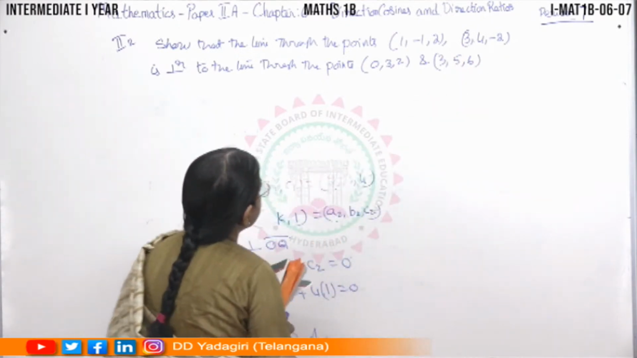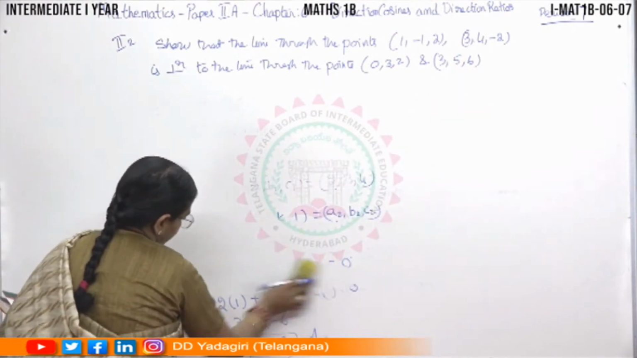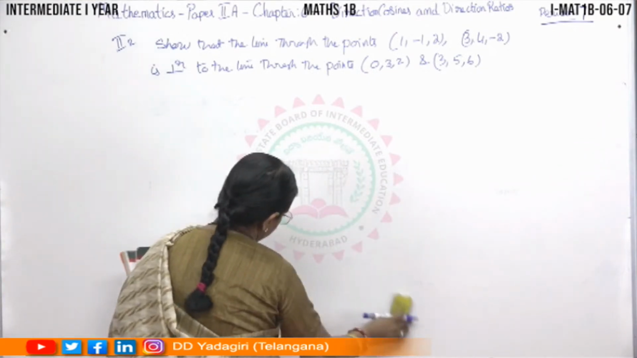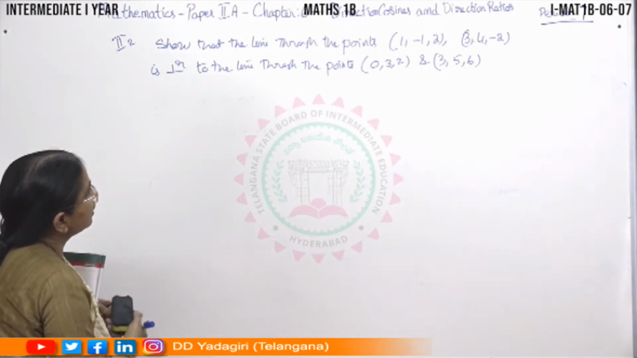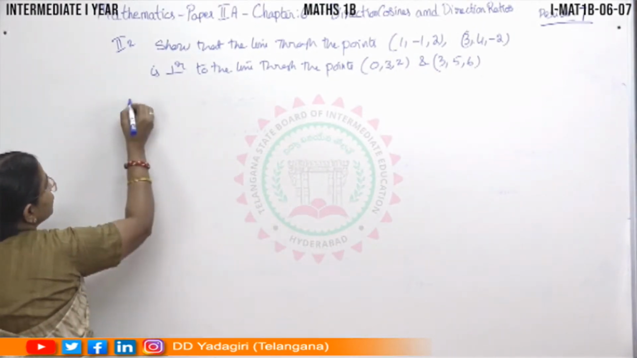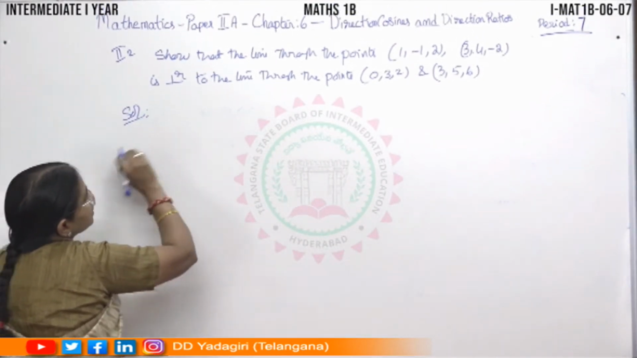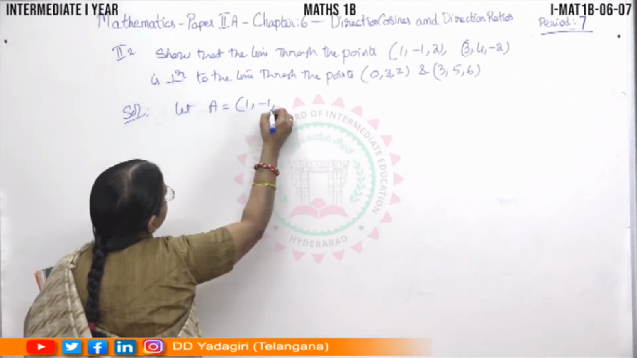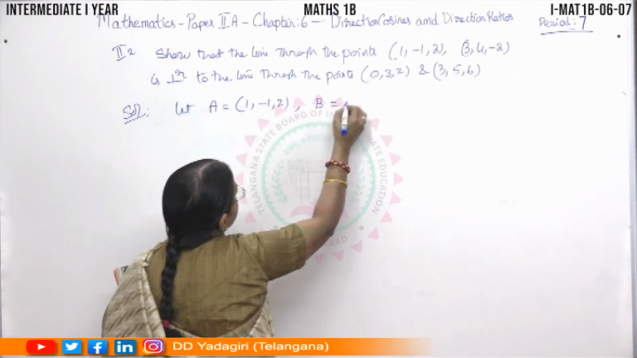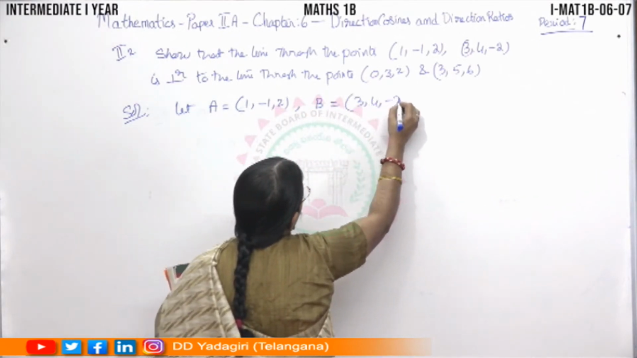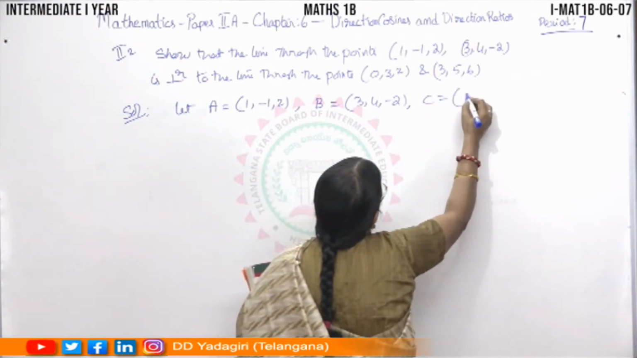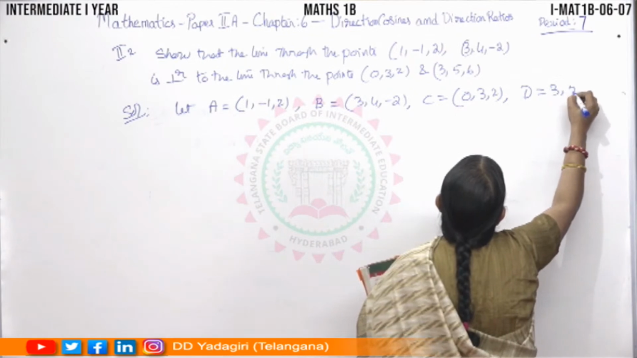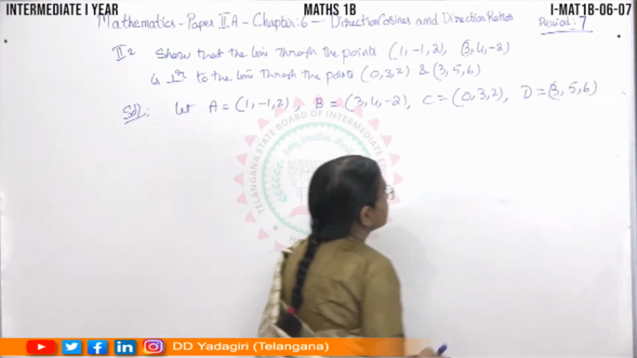First you name the points as A, B, C, D and then find their direction ratios and then apply the condition. If it is satisfied, they will be perpendicular. So show that they satisfy the condition and hence they are perpendicular. So let A is equal to (1, -1, 2) and then B is equal to (3, 4, -2). C is equal to (0, 3, 2). D is equal to (3, 5, 6) like this.